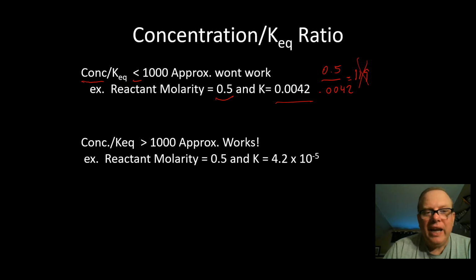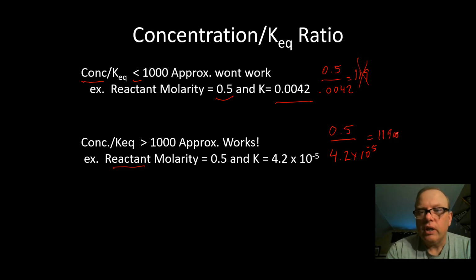Concentration divided by K, if it's greater than 1,000, then approximation works. It really means that we're losing so little of this reactant that it's not going to be significant to the final answer. So if I take this 0.5 concentration, and now my K is much smaller, my K is 4.2 times 10 to the negative 5. This means that most of the reactant remains. And if I do this, I get a value now of 11,900. This value of 11,900 means that I can approximate.